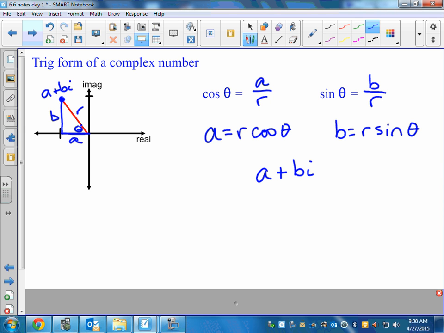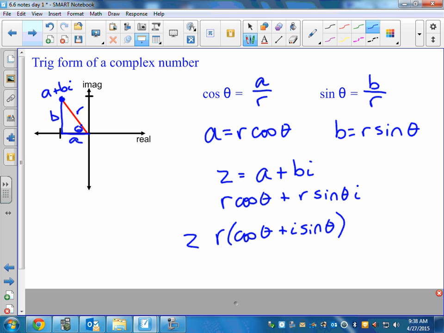So if I have a plus bi, could I replace a with r cosine theta? And could I replace b with r sine of theta? Where's the i go? I could pull an r out of here if you want. I usually put the i in front. You don't have to, but r times cosine theta plus i sine of theta. If z equals this, then z also equals this.